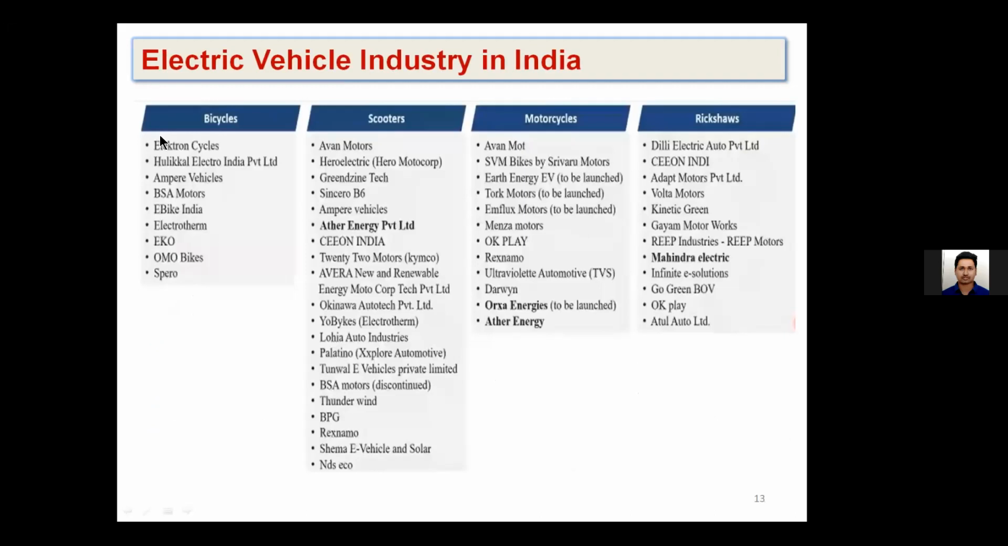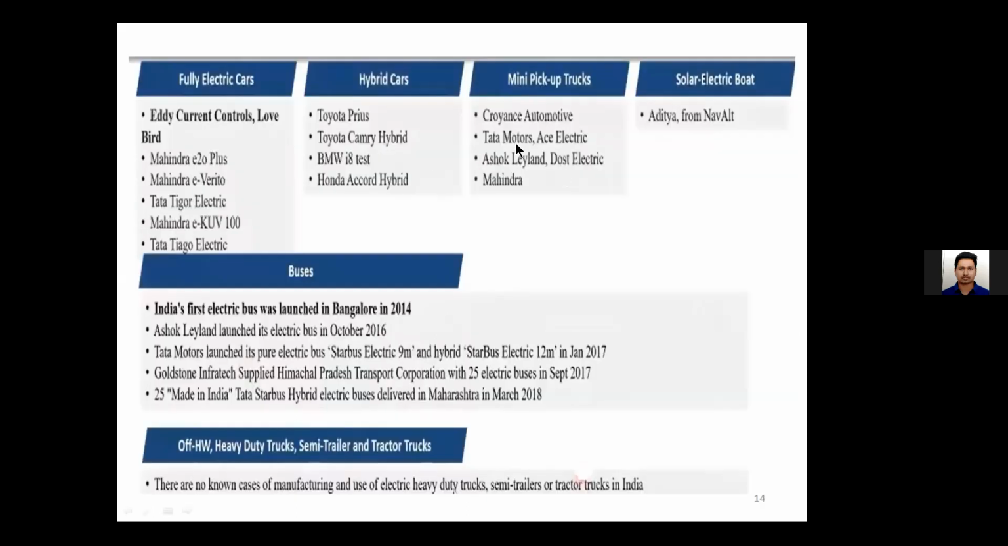So these are the various segments with respect to bicycles, scooters, motorcycles, and rickshaws. We have different companies associated with this. Especially in India, we have the Mahindra electric rickshaws, which we might have seen in different parts of India. Even for motorcycles, we have Indian companies like Ather Energy, a Bangalore-based startup, also associated with scooters and motorcycles, so basically two-wheelers. This is with respect to cars. In the car segment also, Mahindra is dominating.